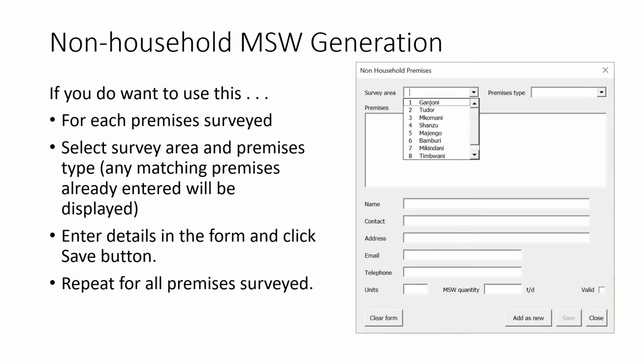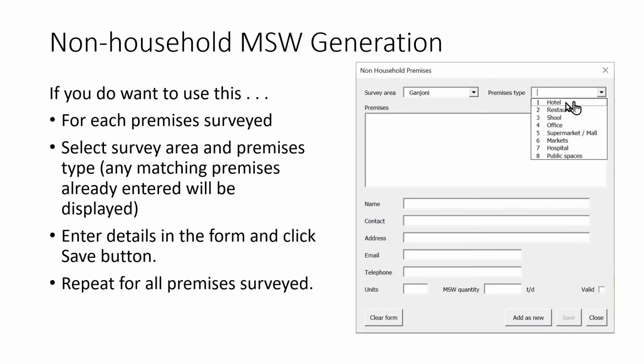Make sure that you enter the number of relevant units, beds or students, etc. at the premises for extrapolation purposes and enter the daily quantity of municipal solid waste type wastes generated. If you are unsure of the validity of the data given, leave the valid checkbox empty and discuss it with your team. Click on Add as New button to add them to your list and repeat for all premises.